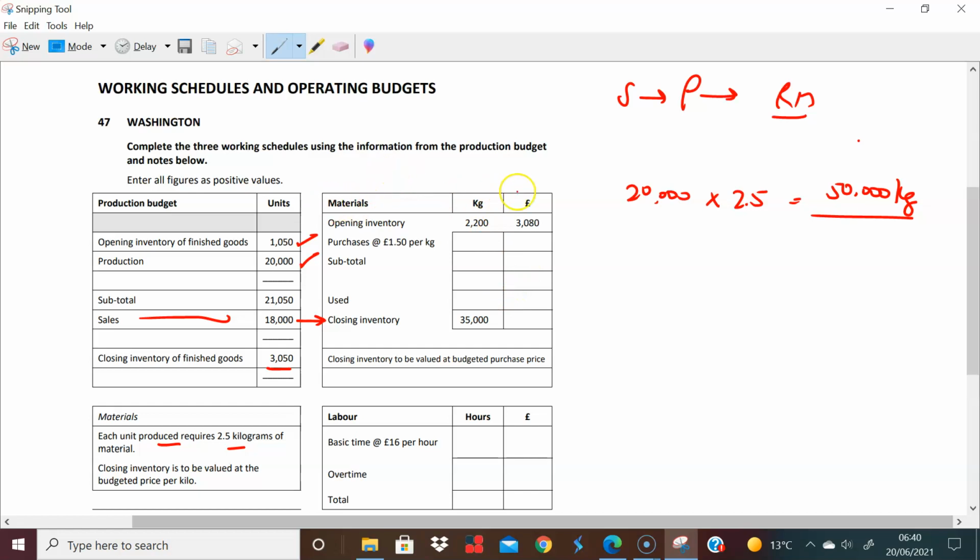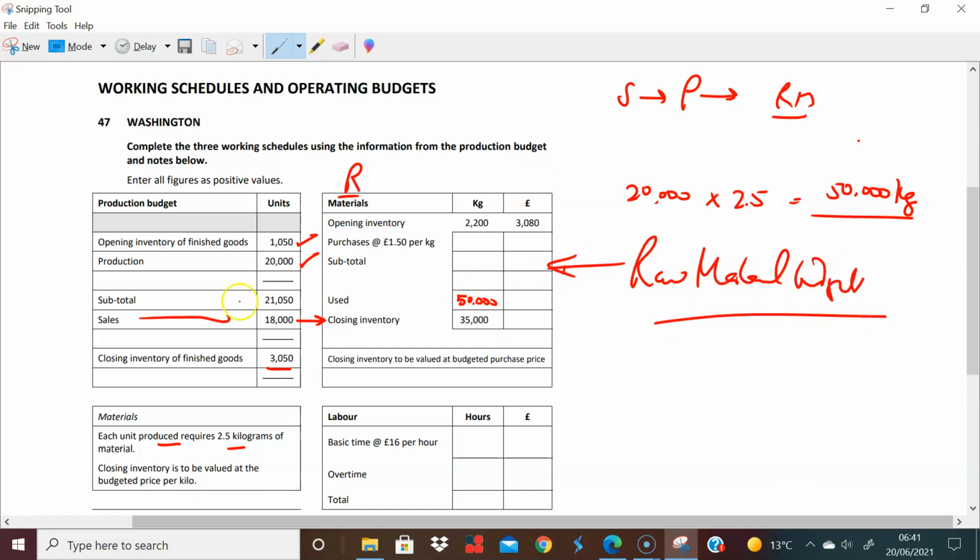They give you a next schedule here in terms of raw materials. You currently have 2,200 available. You're going to buy some, use, of course, 50,000, and you should have a closing inventory of 35,000 kilograms left. So this budget that you're seeing right here is a raw materials budget. I think this question actually does turn up in the exam, and it looks exactly like this. It's laid out like this.